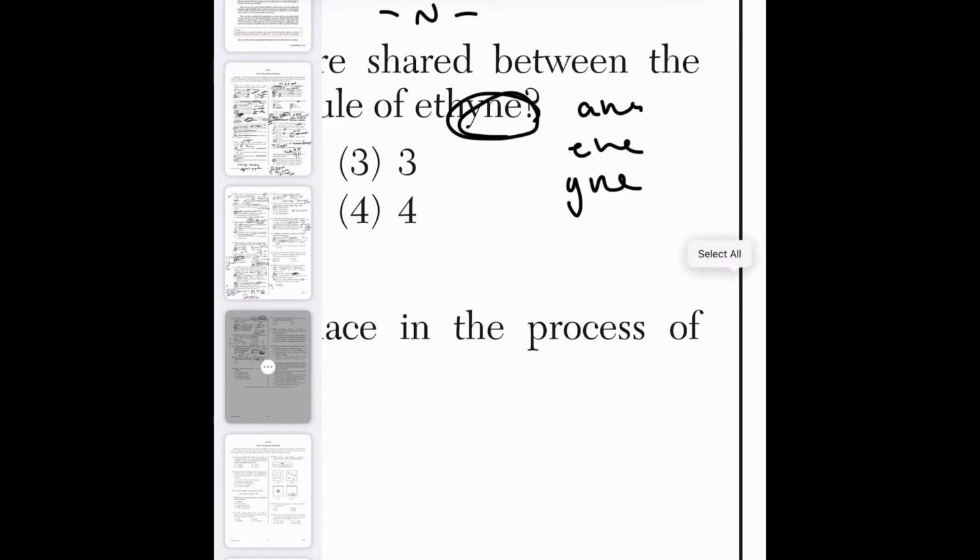I don't know how to say this actually. Methane, methine. Methine? Okay. Wait, how do you say this? Methane, methine, ethine. That sounds weird. Okay.